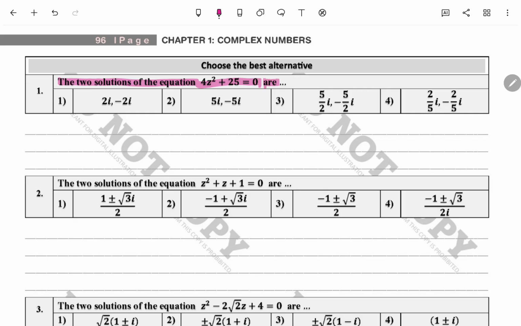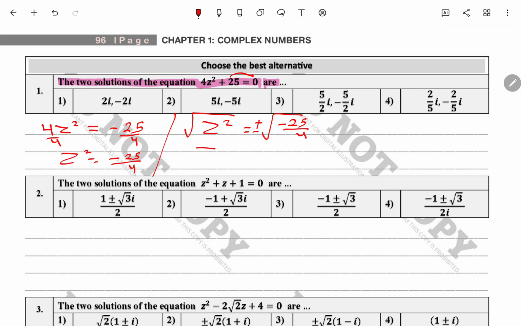You can solve it in two different ways: factorization or moving this 25 to the other side. I will do one of them. 4z squared equals negative 25. Divide both sides by 4 and you get z squared equals negative 25 over 4. You can take a square root for both sides and that will give you plus and minus the square root of negative 25 over 4.